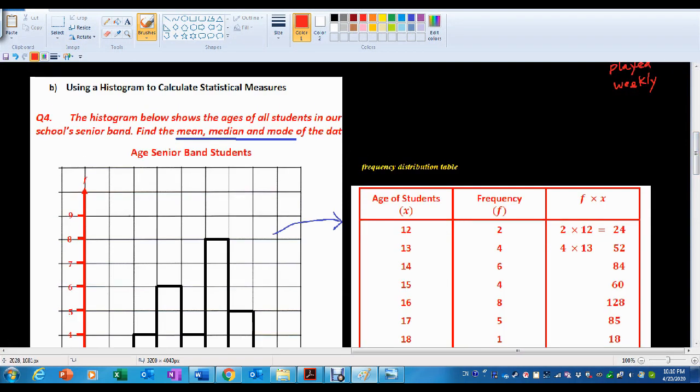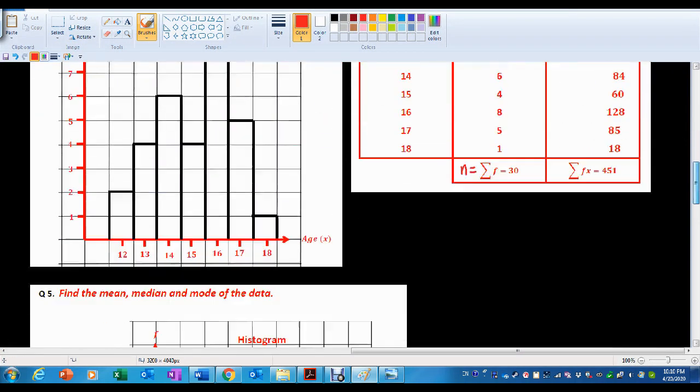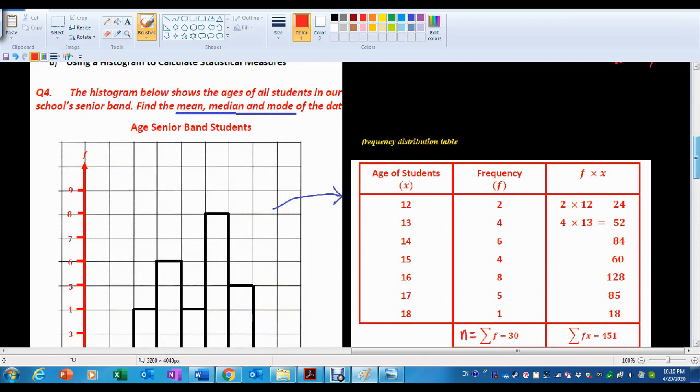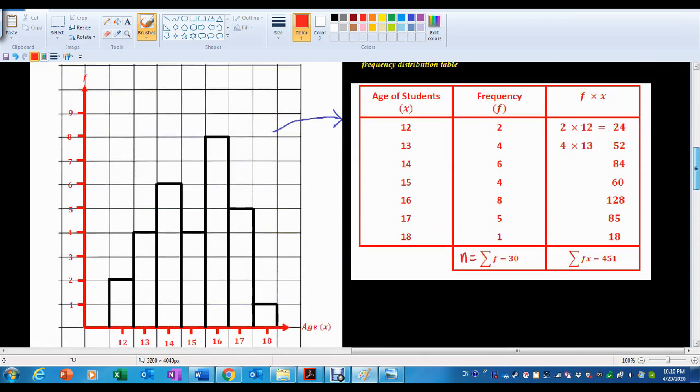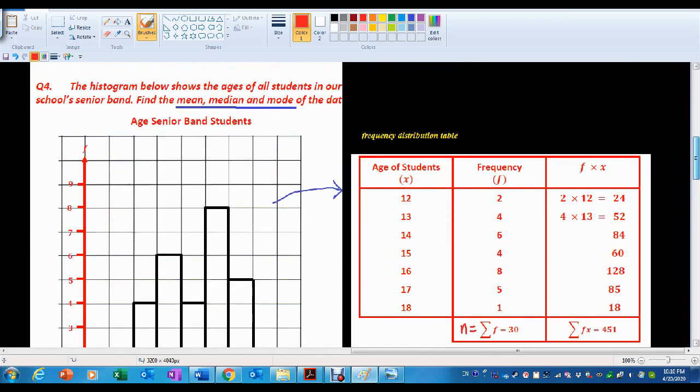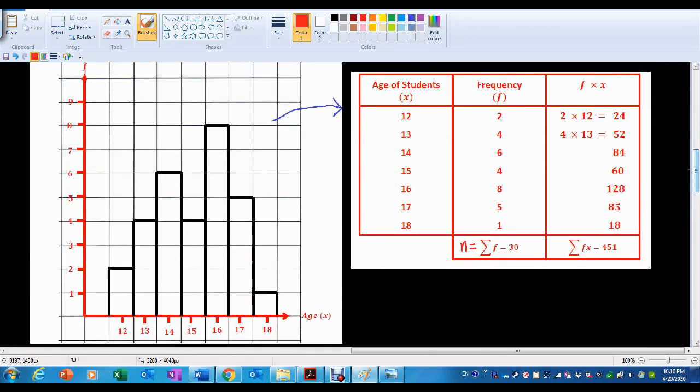So let's see how we could find the mean, median, and mode. Let's find the easiest one. Which one would be the easiest? It should be the mode, right? So the mode should be the most frequent data, the most popular data.